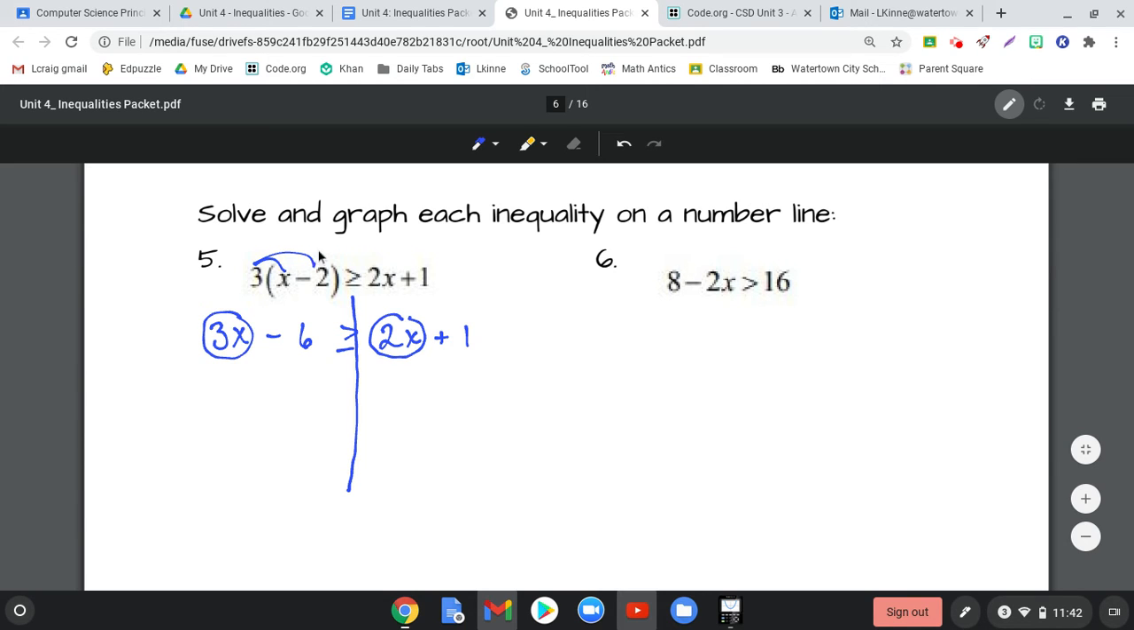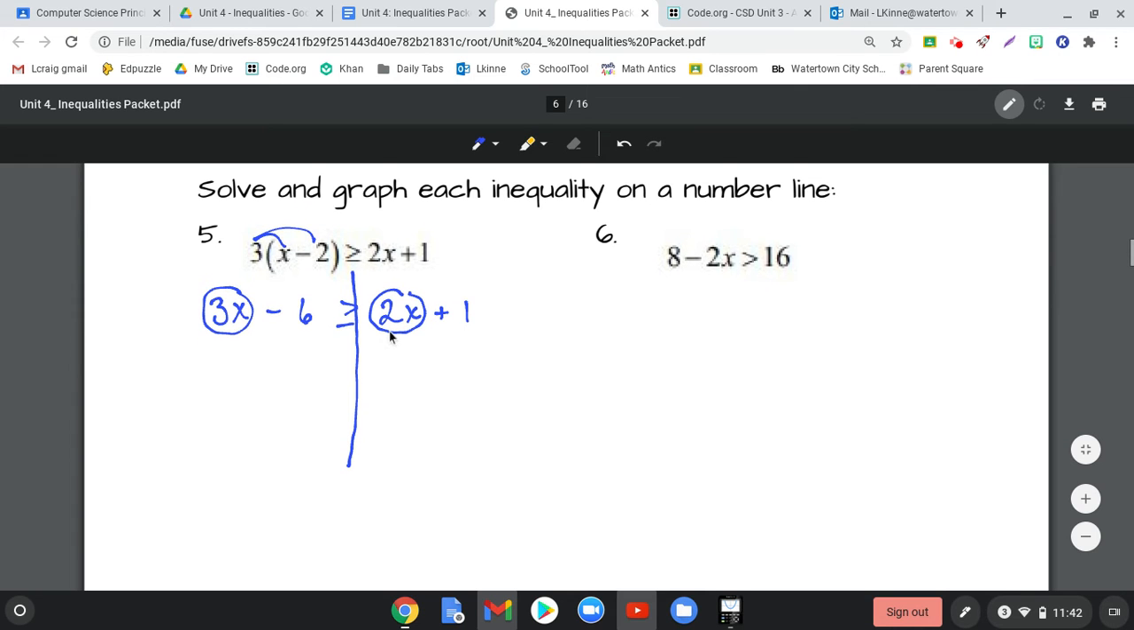All right, now I notice the 2x and 3x are on opposite sides, so I like every time to bring the variables to the left. I think it makes it easier in the long run with inequalities, but it's entirely up to you. Since 2x needs to cross over, remember things are opposite. It's like a mirror, so if it's positive, we're going to subtract. So we're left with 1x minus 6 is greater than or equal to 1.